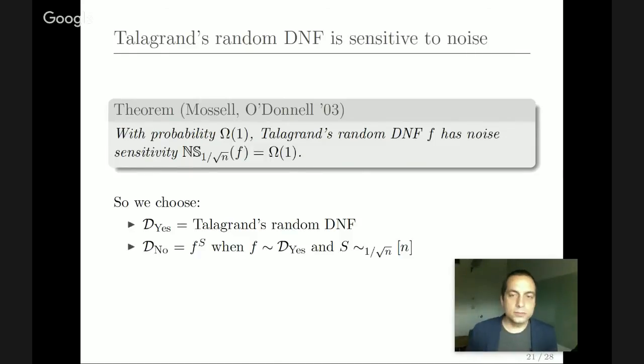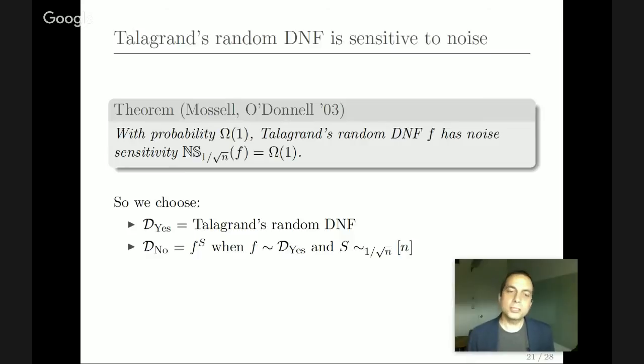This is a result of Mossel and O'Donnell. They showed exactly what we wanted to get for this construction, that with constant probability, if you draw one of these Talagrand's random DNFs, you end up with a function whose noise sensitivity is constant, even for delta as small as 1 over square root n. And so it means in particular that even if we flip square root n coordinates chosen at random, and we look at the resulting function, it's going to be far from monotone with high probability.